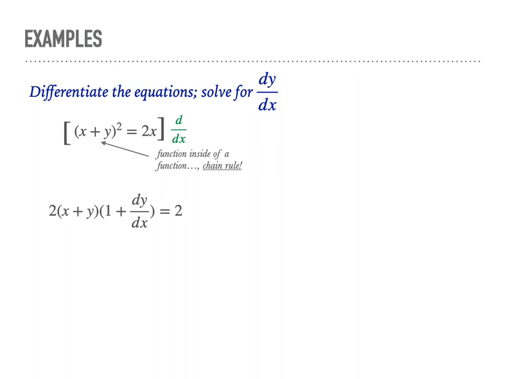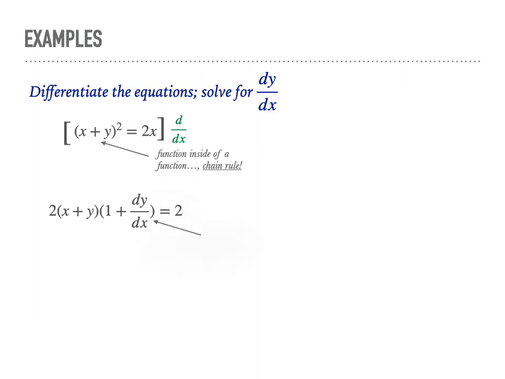So 2 times (x + y), and then find the derivative of the inside function, which is x + y, which would be times (1 + dy/dx), because the derivative of y is dy/dx, equals 2, because the derivative with respect to x of 2x is just 2.